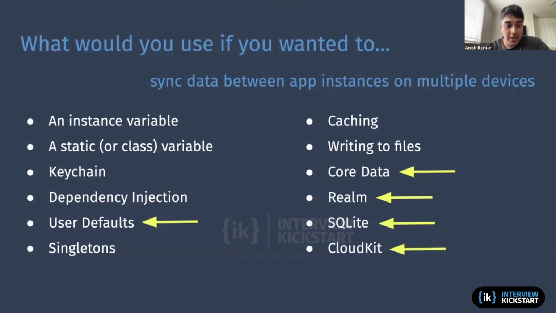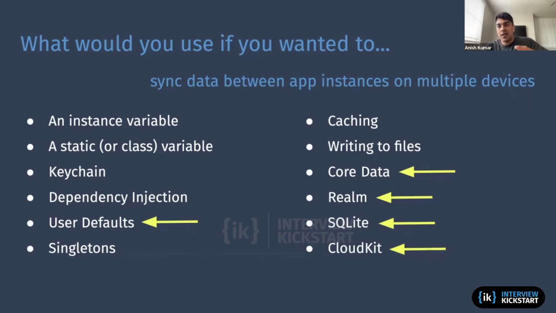So right, you're right here. Shared user defaults are great. Core data by itself, maybe not, but I think using it with CloudKit is a great way to do data syncing. SQLite, again, using it with CloudKit is great for all the devices that are on iCloud.